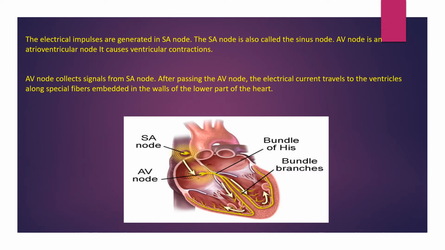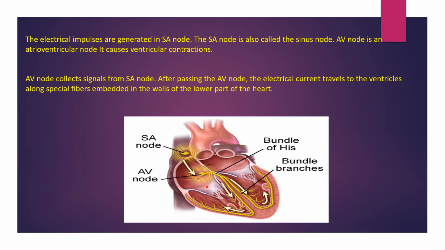As I told you in the first slide, alternate contraction and relaxation create the heartbeat. This heartbeat is created due to electrical impulses, and these electrical impulses are generated in the SA node. So what is the SA node and AV node, I am going to describe here. Listen carefully. The SA node is the sinoatrial node that generates electrical signals that cause the upper heart chambers, the atria, to contract, and then the signal passes into the AV node. The AV node is the atrioventricular node.